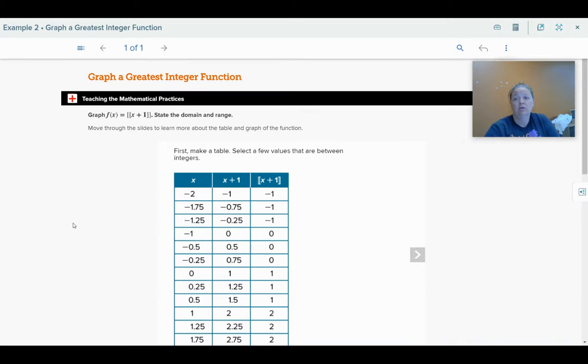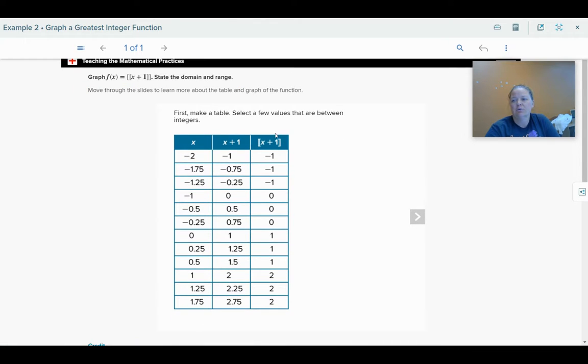We're going to graph the greatest integer function. So we have f of x equals the greatest integer of x plus 1, and we want to state the domain and range.